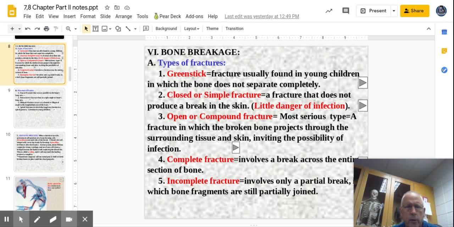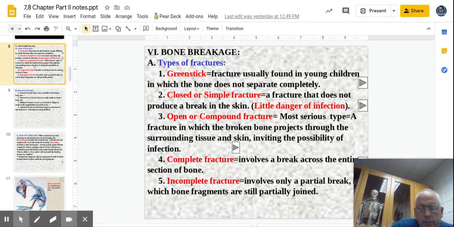This is day 3 of notes. We'll see if we can wrap up notes today. I want to talk about how bones break and then how we heal those bones. So I'm going to go over some types of fractures, the different directions they go, and then how we heal them. Okay, so types of fractures.